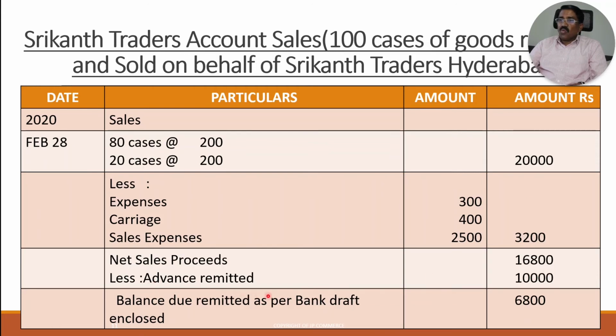So less advance remitted 10,000 rupees, already the amount sent by the consignee to the consignor. So balance due remitted as per bank draft enclosed: 6,800 rupees sent in a bank draft. This is about the account sales.